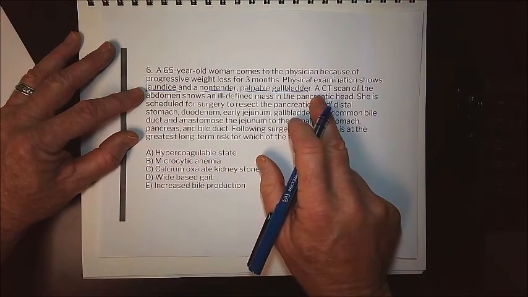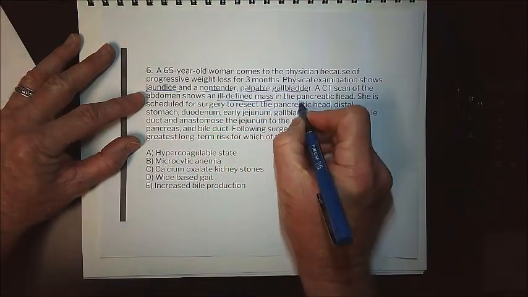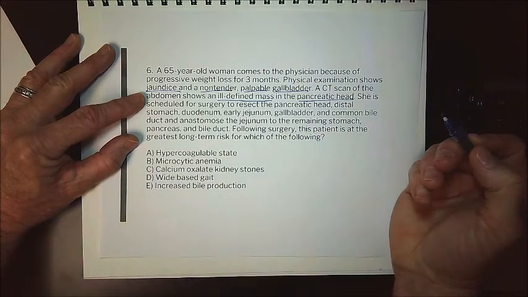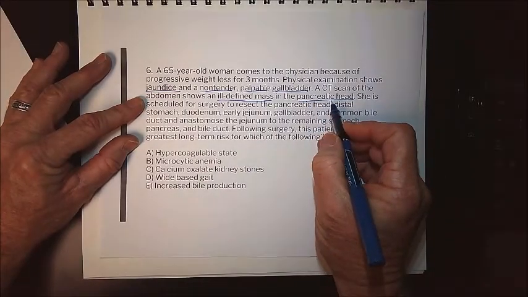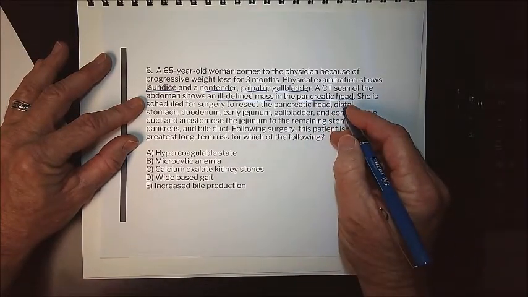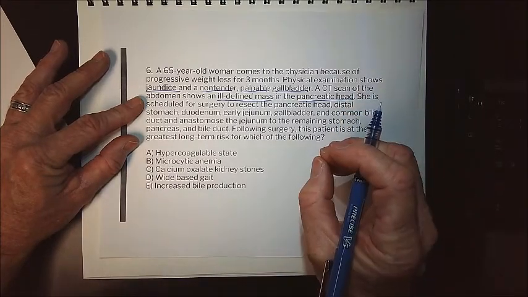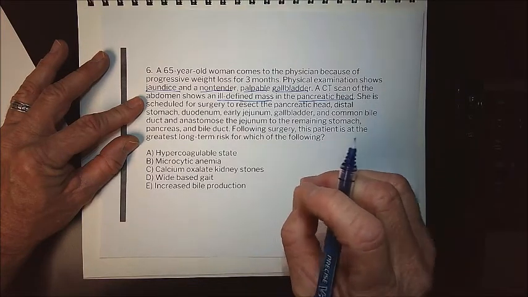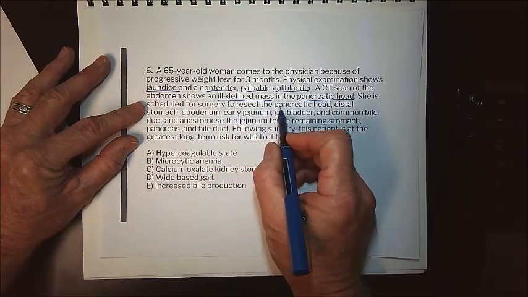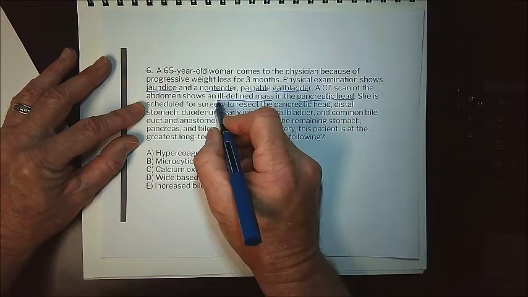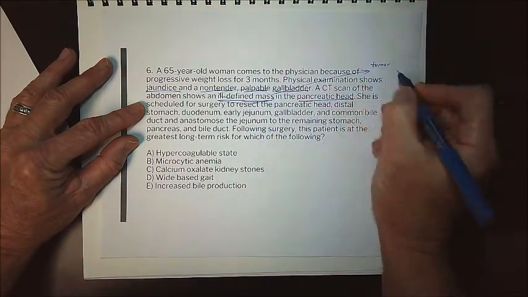We've got liver issues. A CT scan of the abdomen shows an ill-defined mass in the pancreatic head. Okay? So now, what is the pancreatic head? This is the portion of the pancreas, remember in anatomy, that is closest to that junction of the common bile duct and the duodenum area and where the pancreatic ducts are. She is scheduled for surgery to resect the pancreatic head. Okay, so ill-defined mass. This sounds like it's a pancreatic tumor that needs to be removed.